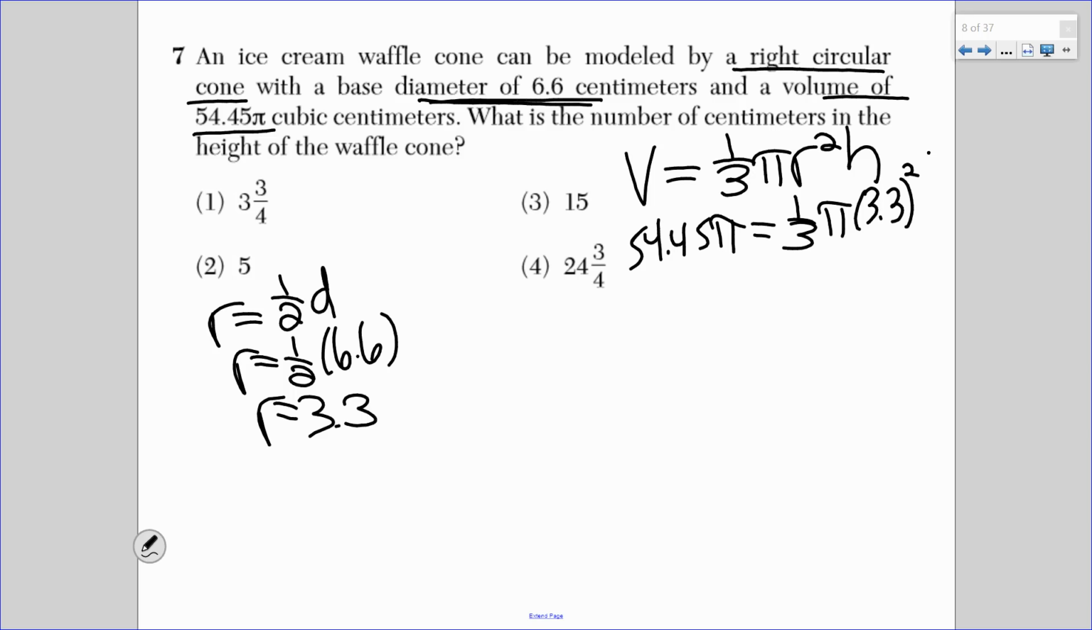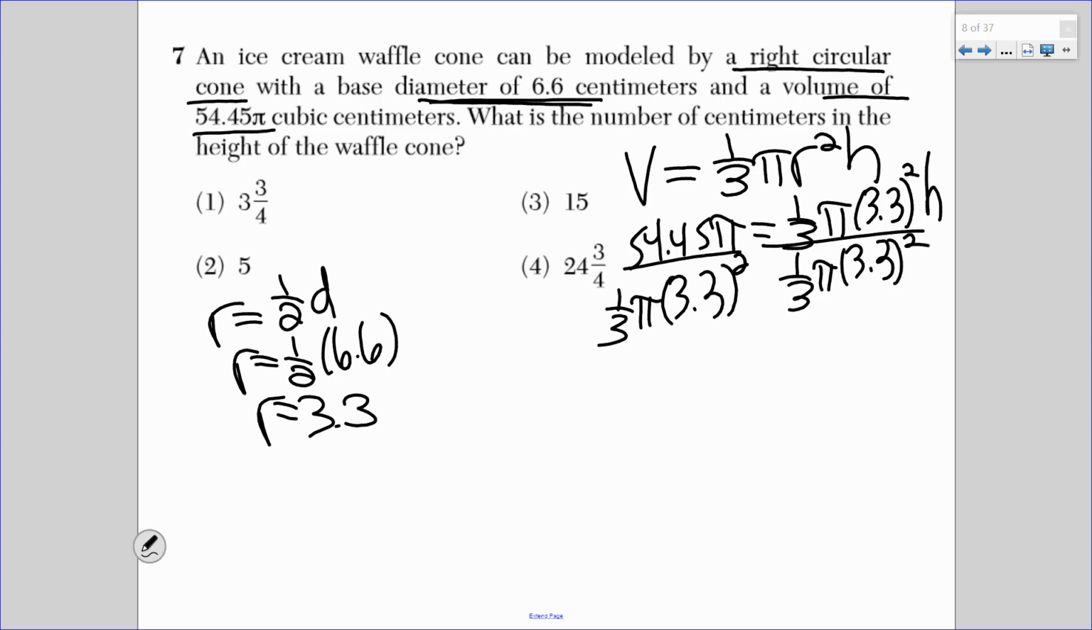times h. There are a couple of ways to solve this. The easiest thing to do, I would say, is divide both sides by 1/3 times 3.3 squared, and you'll have your answer. Normally, I'd say multiply by the denominator to get the fraction to cancel out, but here, one step and you're done. You put it in the calculator, you get your answer.